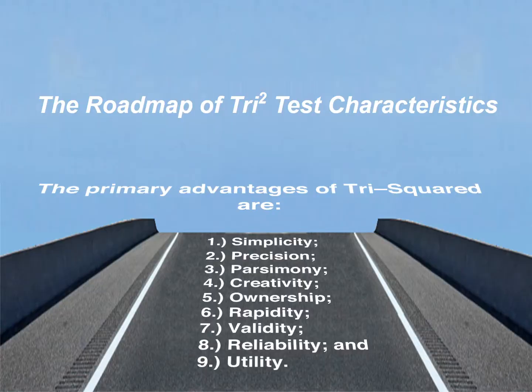The roadmap of the tri-squared test characteristics. The primary advantages of the tri-squared test are simplicity, precision, parsimony, creativity, ownership, rapidity, validity, reliability, and utility.